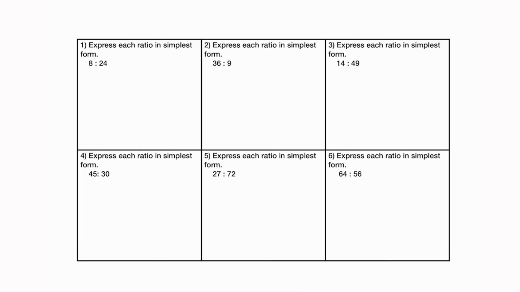So let's begin. Express each ratio in simplest form. So let's write the ratio first. 8 over 24. How do we reach from 8 to 24? It's basically times 3. So this is 1 over 3. Next, 36 over 9. And how do we reach this here? By multiplying with 4. So that's basically 4 over 1.